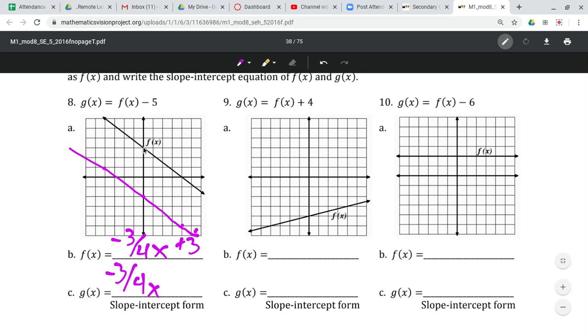So then, because we subtracted 5 from 3, we were down at negative 2. So our equation for g of x is negative 3/4 x minus 2. So you guys will do the same thing over here on 9 and 10. So make sure you graph it and then give both of the equations needed.